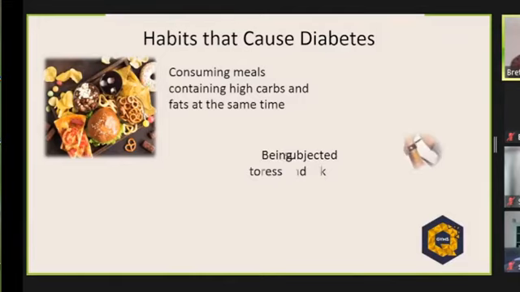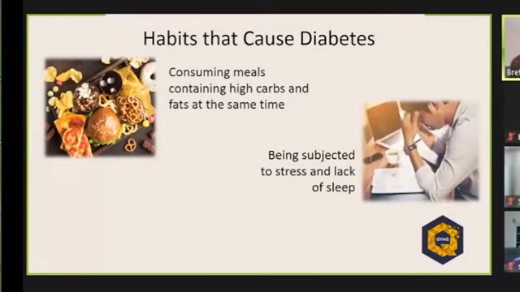Second one, I want you guys to focus really on this one because this is not so often talked about. This is one of the reasons why nowadays we have more diabetic people than ever, which is stress. So let's talk about how stress can cause diabetes. You might think, what's the relation, right? Well, first of all, let's talk about cortisol. Cortisol is the hormone released in the body in response to stress.